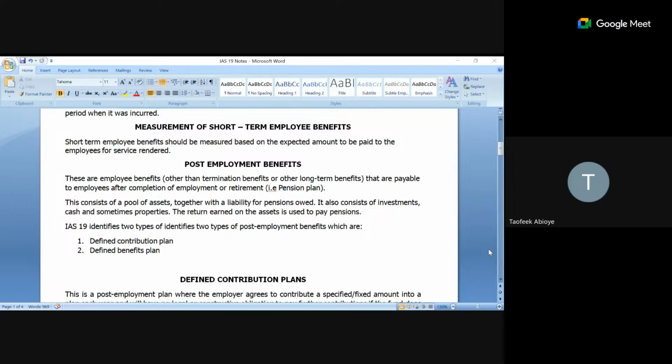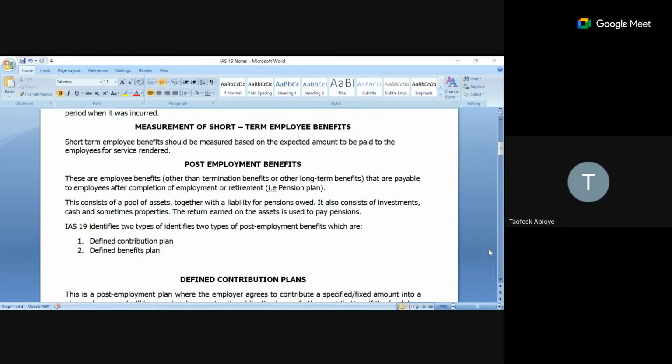Then times 3 in 30 years, that will be what? That will be 72. That will be 7.2 million, if you press your calculator very well. So invariably, we are going to be gathering money, contributing money, so that we can settle that liability in the next 30 years. And that is how post-employment benefits work.